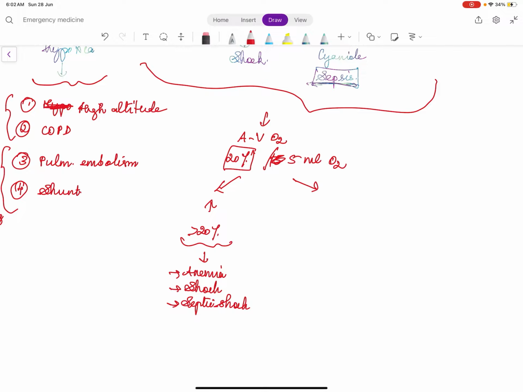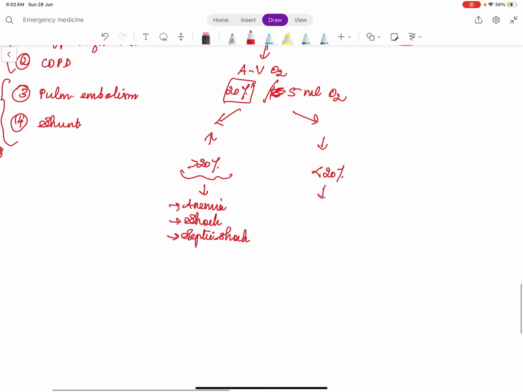And where this AV oxygen difference is low, it is low in conditions where peripheral oxygen utilization is less. So venous oxygen becomes high. So AV oxygen difference, saturation is less than 20%. This occurs in conditions like cyanide poisoning, and methemoglobinemia, carbon monoxide poisoning.